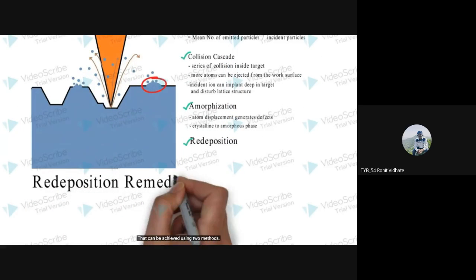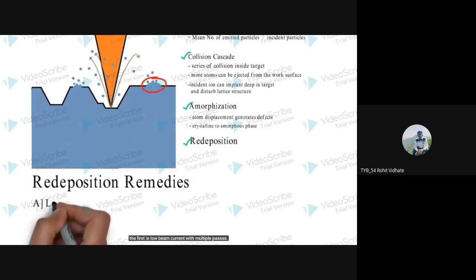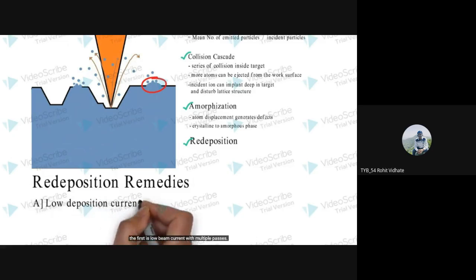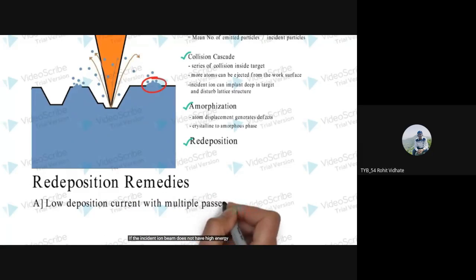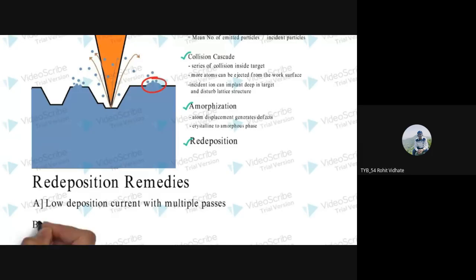That can be achieved using two methods. The first is low beam current with multiple passes. If the incident ion beam does not have high energy, the collision cascade is minimized and therefore the dislocation of the atoms inside the crystalline surface of the workpiece is minimum. But as the material removal rate in this process is going to be very low, we need multiple passes. So the lower the beam current, the more passes we use. That is one of the things which we can use to avoid redeposition.